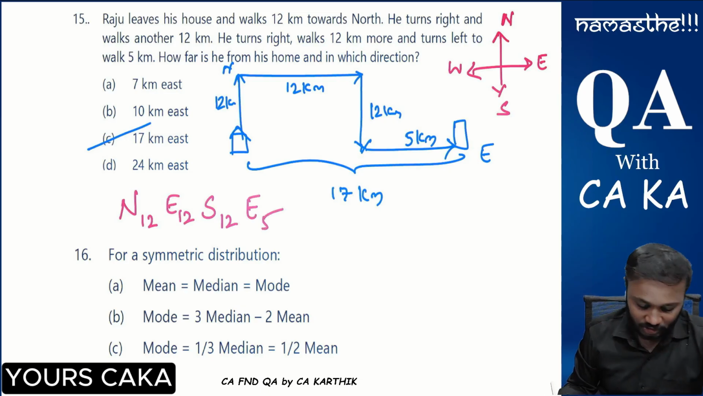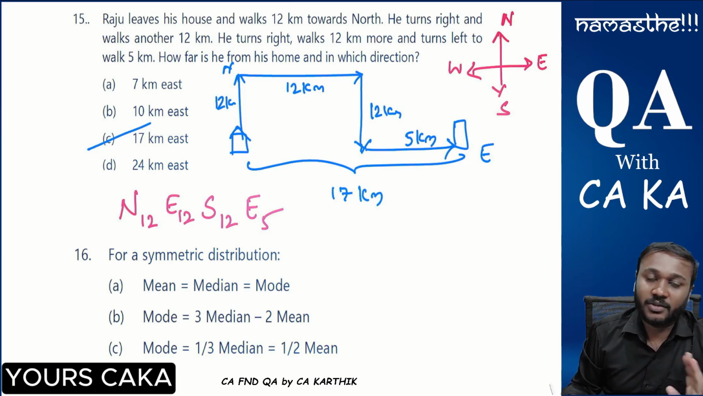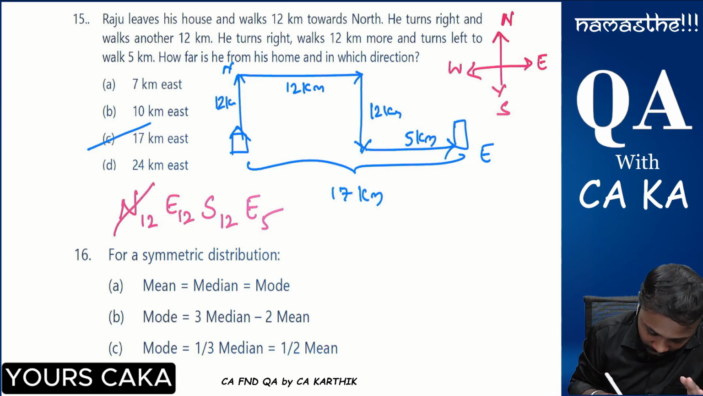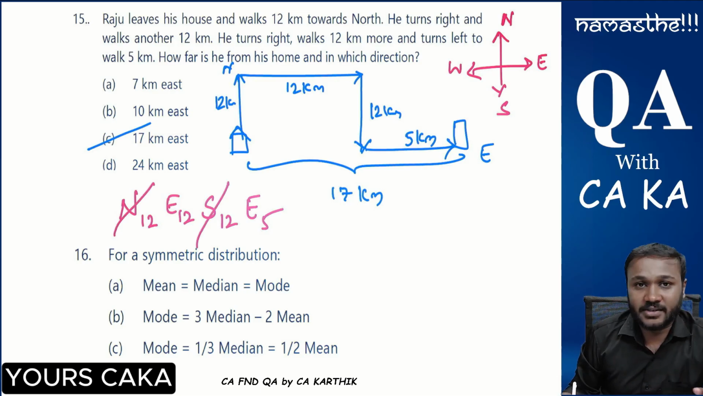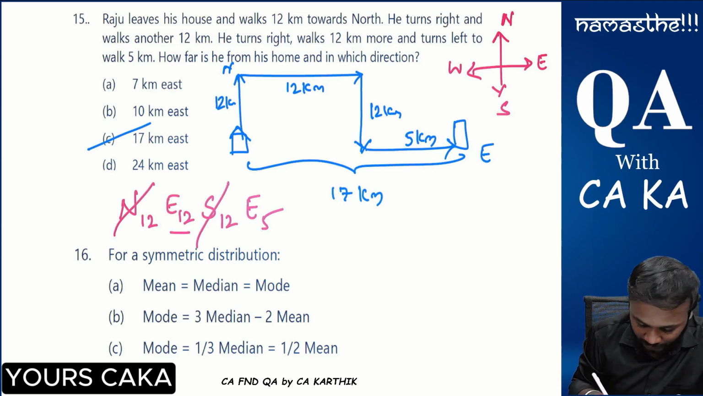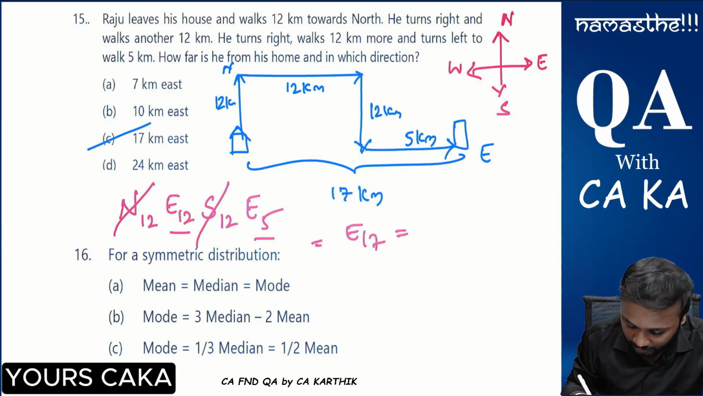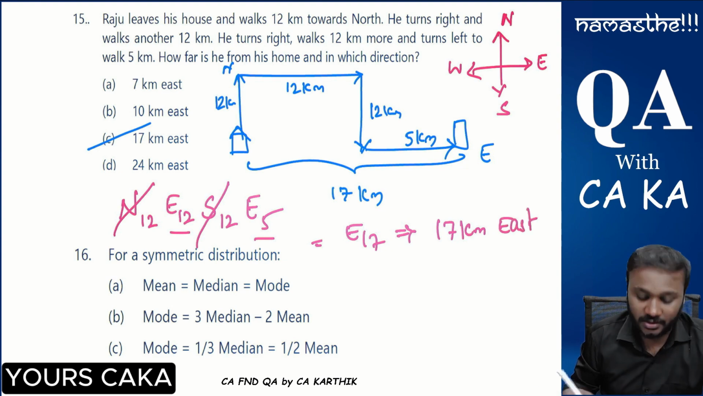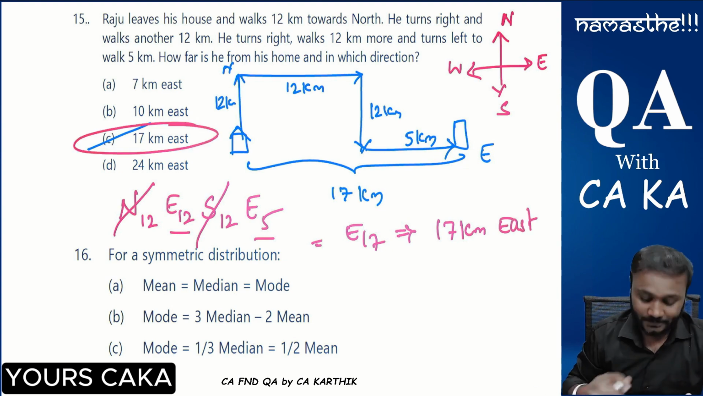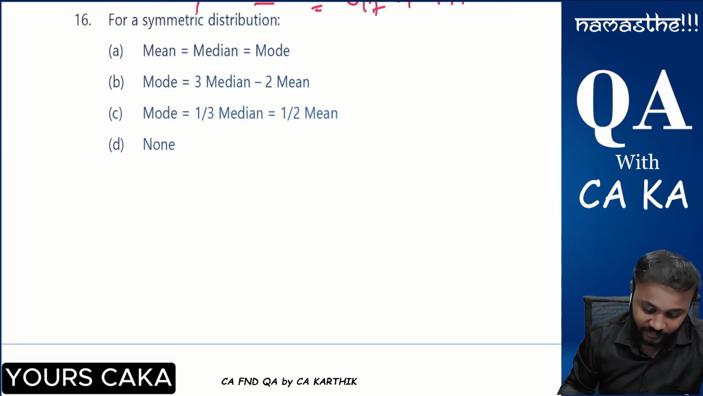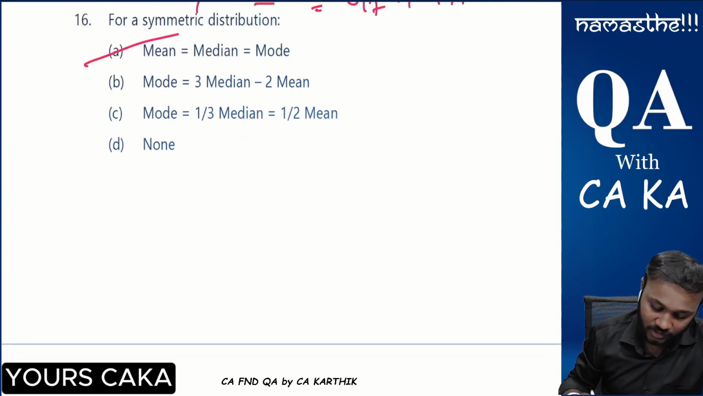So in this, the logic is opposite directions get cancelled and same direction should add. So north 12 kilometers, south 12 kilometers get cancelled. And what is left? E12 and E5. Add them, E17. It's nothing but 17 kilometers in east direction is your answer. Done. Okay.